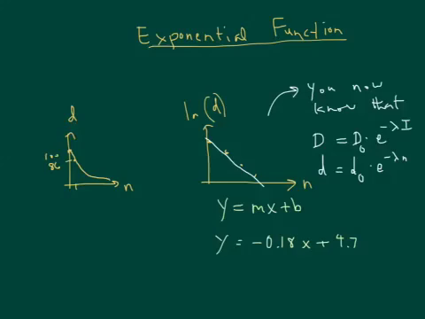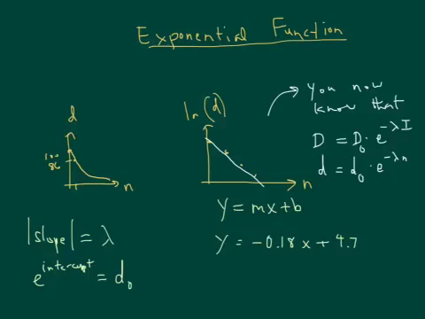Here's the really cool thing. The slope of my semilog graph, and what's the slope? The slope is this value, negative 0.18. Actually it's the absolute value of the slope that equals lambda, your decay constant. So in this case, the decay constant is 0.18. If you take e, Euler's number, and you raise it to the power of the y-intercept, that right there gives you d sub 0.